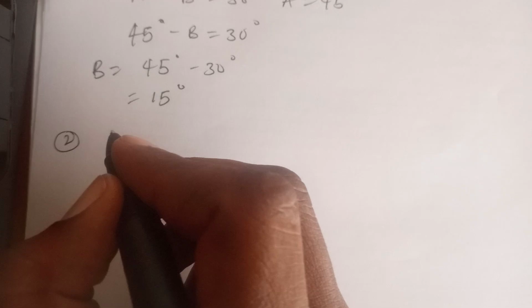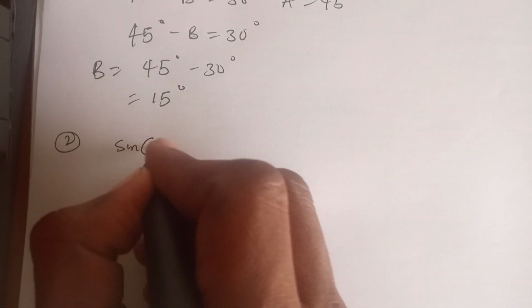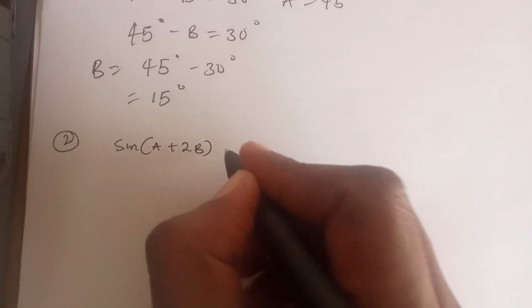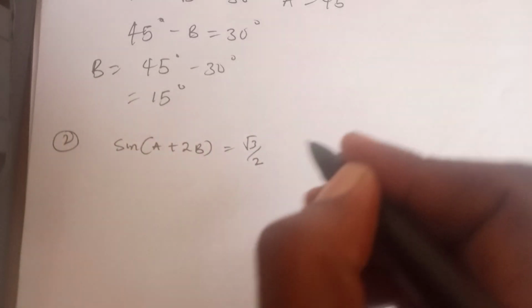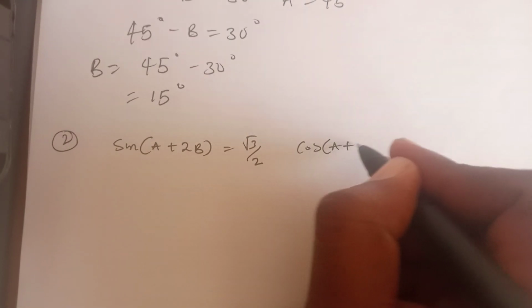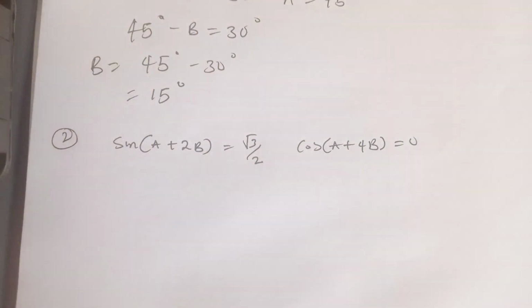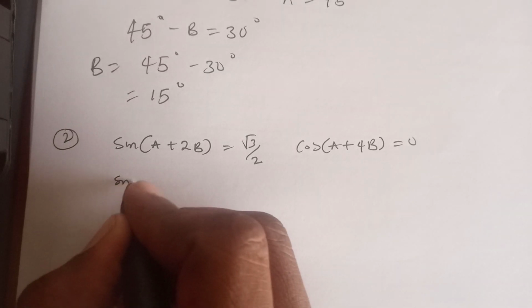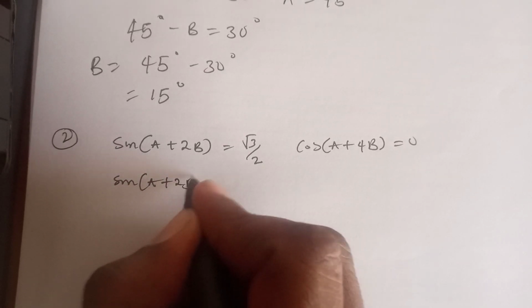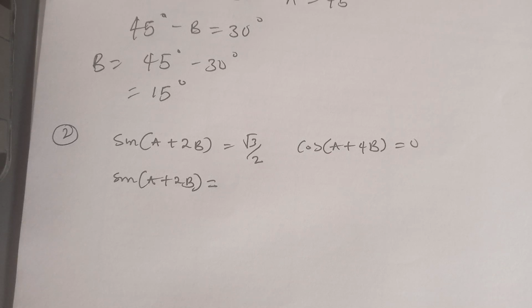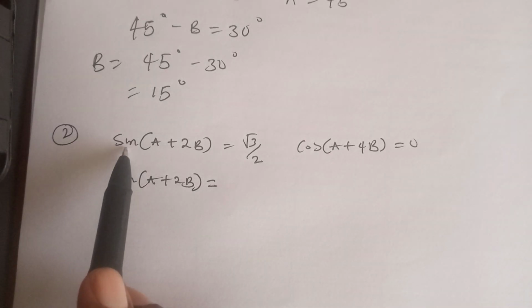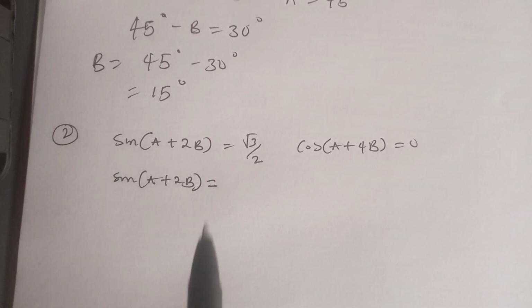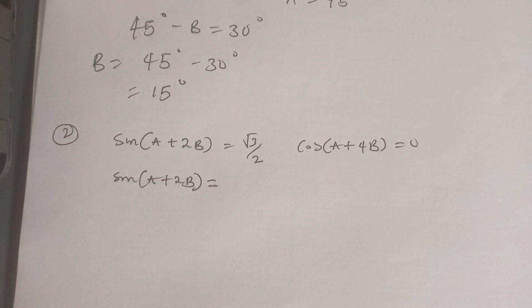Number 2, they said if sine(a plus 2b) equals root 3 over 2 and cos(a plus 4b) equals 0, find a and b. The same approach. So sine(a plus 2b) equals, now in the special angles, which sine will work towards this? Because there's sine here, you look for the sine under special angles, the one that gives root 3 over 2.